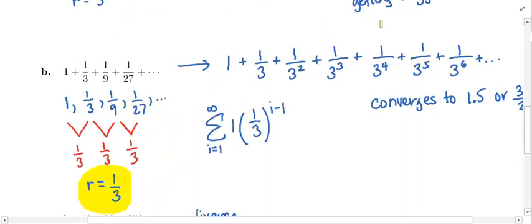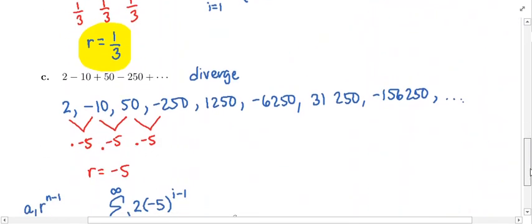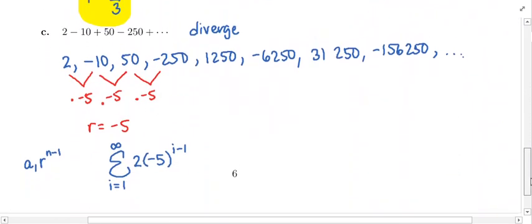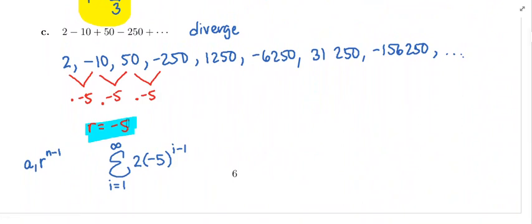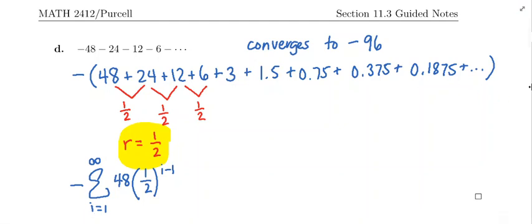The 2 series that we think diverge, so let's look at part A. Its R value is bigger than 1. Same thing in part C. We think this guy diverges. Its R value, its absolute value, is bigger than 1. Remember, the negative sign is just there for the alternating signs. So the absolute value here is positive 5, that's bigger than 1. That is the rule.